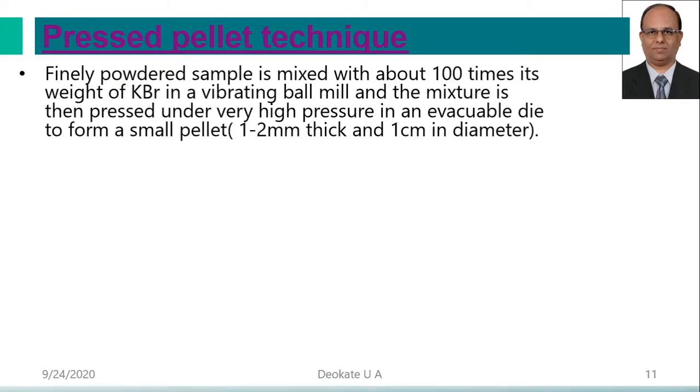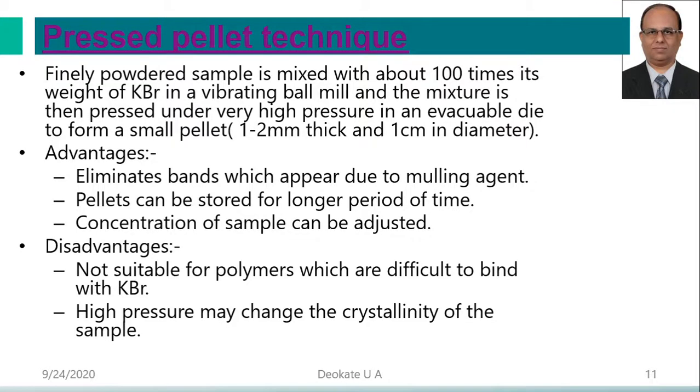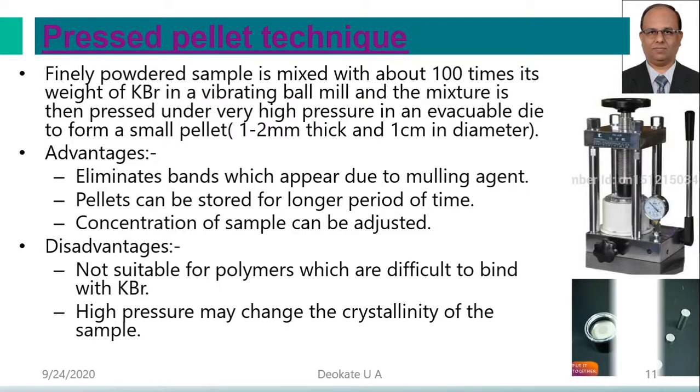Now we have the KBr disc method, or pressure plate technique, in which the finely powdered sample is mixed with about 100 times its weight of KBr. Dried KBr is used in a vibrating ball mill, or we can use a small mortar and pestle like we have seen in the previous slides. The mixture is then pressed under very high pressure in an evacuable die to form a small pellet. The pellet is of 1 to 2 mm thickness and 1 centimeter in diameter. So remember this diameter of the pellets used in IR, as they are generally asked in MCQs.